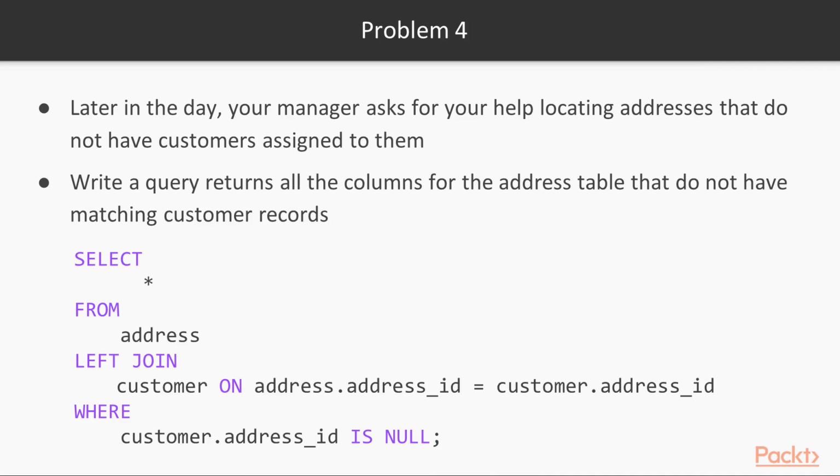So we would select all the columns, and then we could specify from the address table because we need all the records from the address table. And then with the left join clause, we join the customer table, and then using the on keyword to set a condition where the address ID column in the address table equals the address ID column in the customer table. And finally, we set our final condition for our select statement using a where clause to return the rows where the address ID column in the customer table is null. And there you have it.